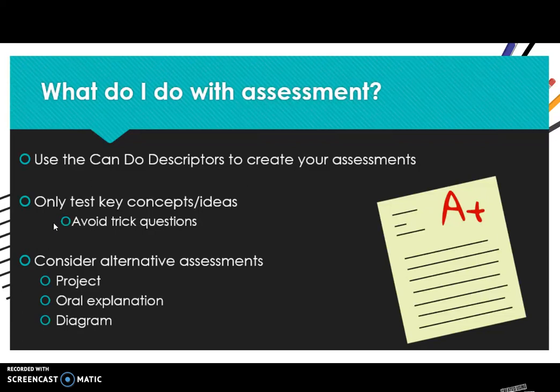What is the objective? And then also you may want to consider alternative assessments, such as asking them to do a project instead of a multiple choice 100-point test, giving you an oral explanation or presentation, or having them complete a diagram, just for example.